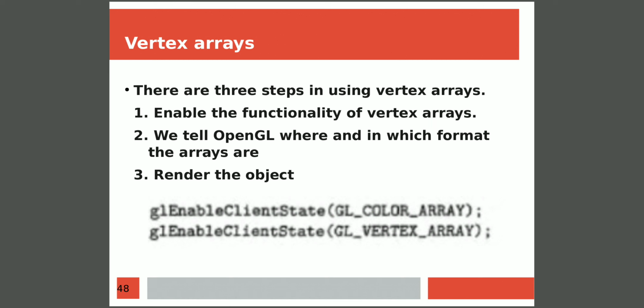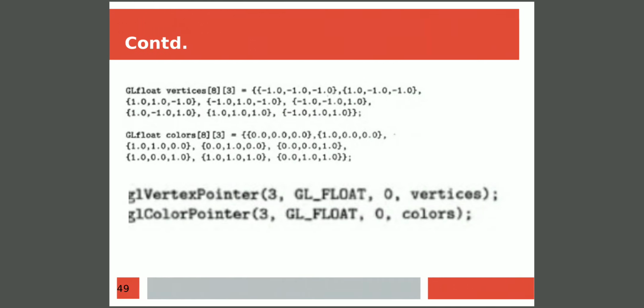Then the second step is that we need to tell OpenGL where and in which format these arrays are present. To indicate where these arrays are present, we write the declaration and definition of these 2 arrays, which we have already gone through, where the first array is the vertices array with dimension 8x3 and the second array is the colors array with dimension 8x3 with the corresponding initialized values.